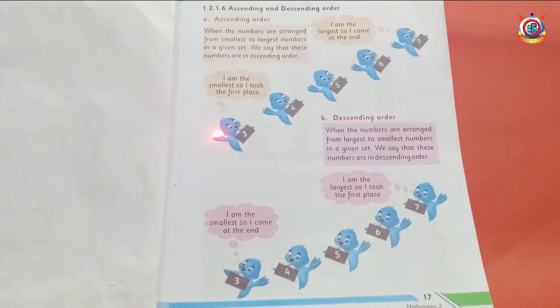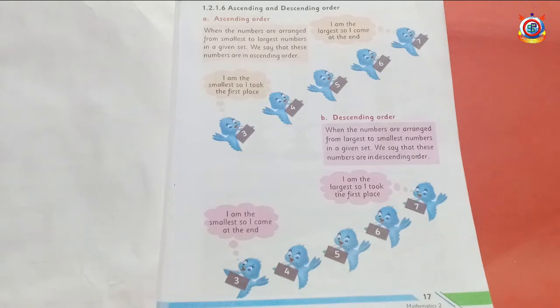And look students, all the birds have their numbers in sequence form, not in unarranged form. These numbers from 3 to 7 are in arranged form. Come to descending order. Descending order means moving from the greatest number to the lowest number, but in arranged form. What? In arranged form, not in unarranged form.